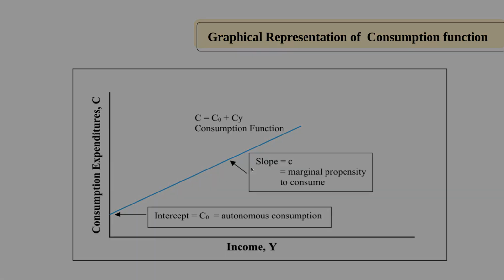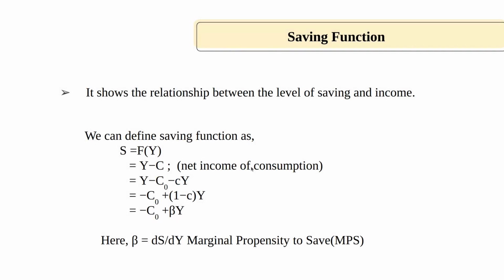Okay, let's see the saving function. The saving function is just the flip side. It is defined as S equal to Y minus C. You can see net income of consumption, Y minus C. Let's break it down. It's all about the balance between spending and saving.